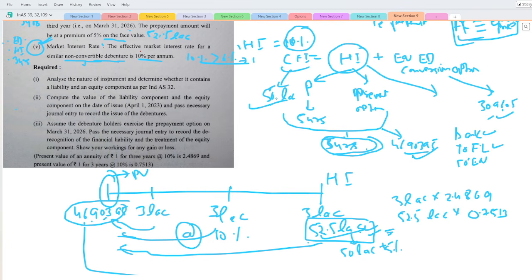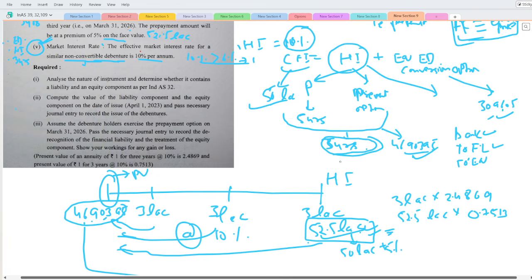In this question, it is silent on what the issue price is. So we presume that the face value is equal to the issue price, 50 lakh. Now 50 lakh minus 46 lakh 90,395, the difference is coming, sorry, 3 lakh 9,605. That is your residual value. This is of the equity embedded derivative, which is straightforward.